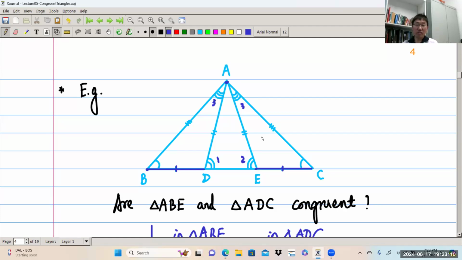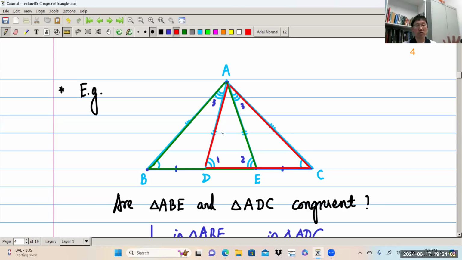So AB is one side of ABE. Let me use the green color to draw this triangle here, triangle ABE. The other triangle is triangle ADC. Let me use red color for that triangle, ADC. Okay, so let's check. AB is congruent to AC, so that's known. And AE is a side in the green triangle, congruent to AD, which is a side in the red triangle.